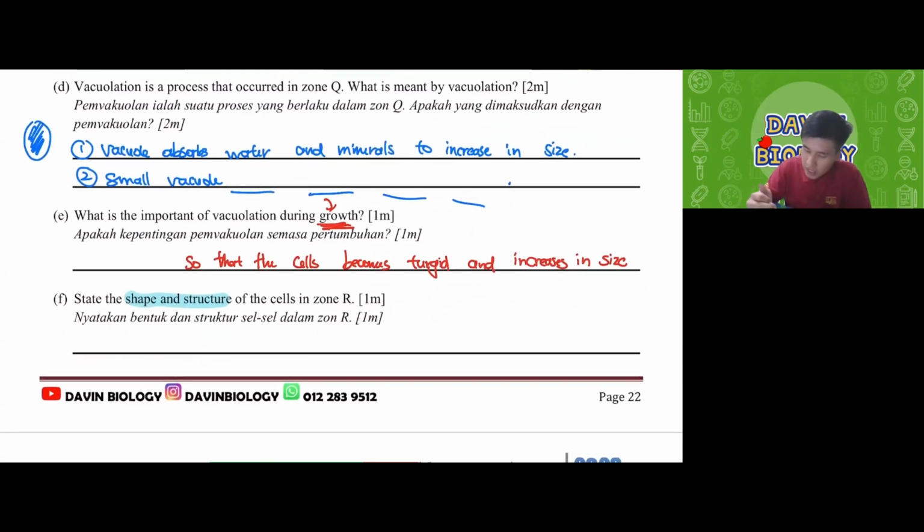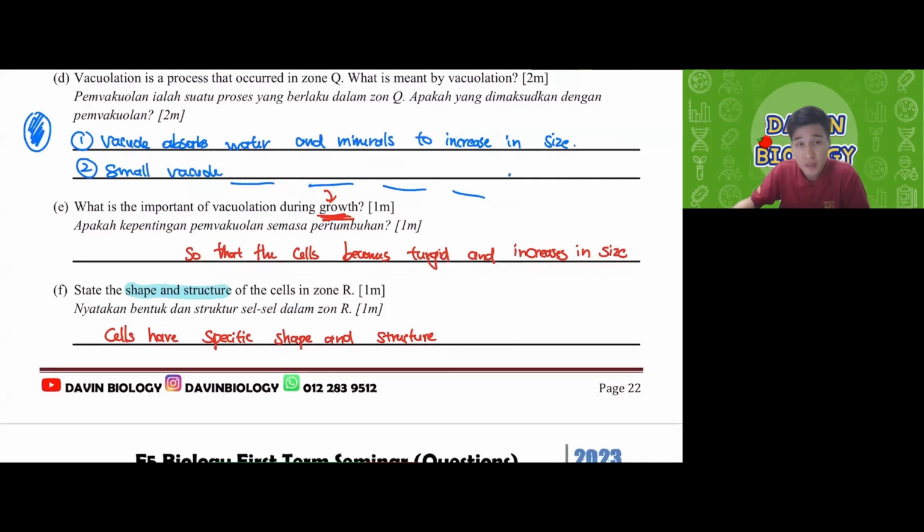So you can say the cells have specific shape and structure. Or you can say they have different shape and structure to carry out different specific functions. So the question didn't ask you to explain, they just say state only, so they are all different.